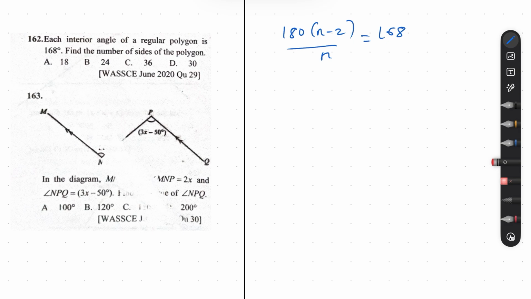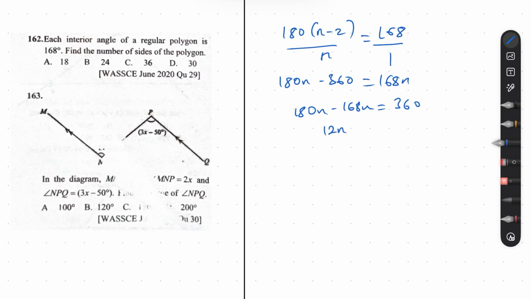So let's find the value of n. We know that 168 is the same as 168 over 1, right? So we cross multiply. So we have 180n minus 360. I expanded this to get this, okay? Will be equal to 168n. Cool. All right. Now let's rearrange. What do you have? 180n minus 168n should give us 360. Okay, so this will give us 12n equals 360.